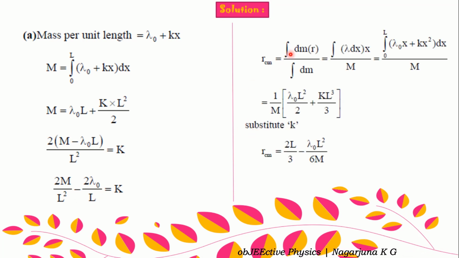Therefore, RCM is equal to integral dm into r divided by integral dm. That is, integral dm is equal to lambda into dx, and r is equal to x. Divided by integral dm, which is equal to capital M, that is equal to integral 0 to L of (lambda naught x plus kx square) dx divided by capital M. By integrating, substituting upper and lower limits and the k value also, we will get the answer as 2L by 3 minus lambda naught L square by 6M, that is, option A is the right option.